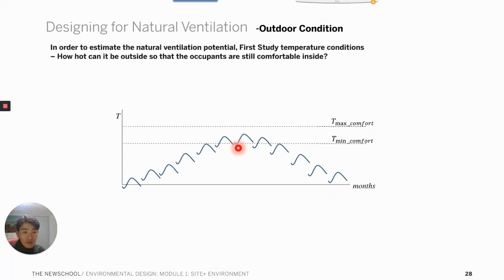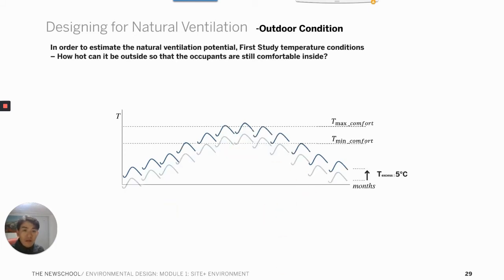During which time of the year do we want to bring the outside air in? As we've discussed just before, we should not use the outside temperature as it is to answer this question. Instead, we should use the 5-degree rule that we talked about, because the inside of the building is naturally hotter than the outside. What months of the year can you naturally ventilate the building based on this temperature data? In these months, we can open the window and the temperature inside will be comfortable.